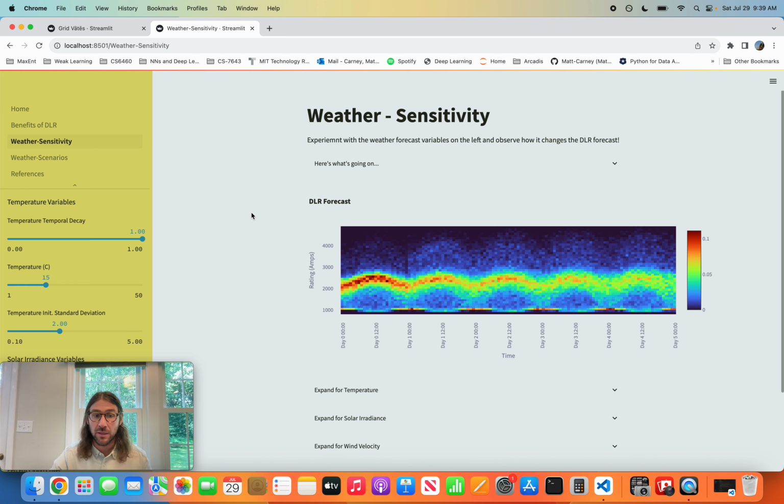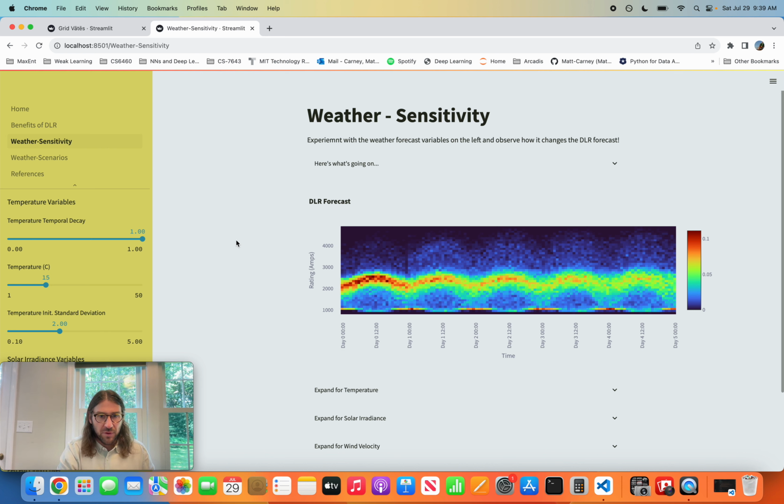So what's going on under the hood here? This whole page is a whole bunch of Monte Carlo simulations. Let's take temperature for example. At t equals 0, a thousand random samples are drawn from the initial distribution. That initial distribution is set by the temperature as the mean value, and the standard deviation is right on this slider.